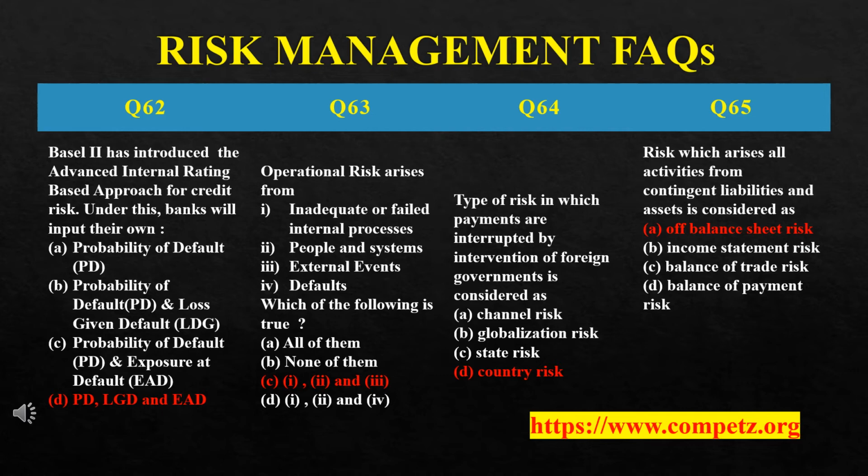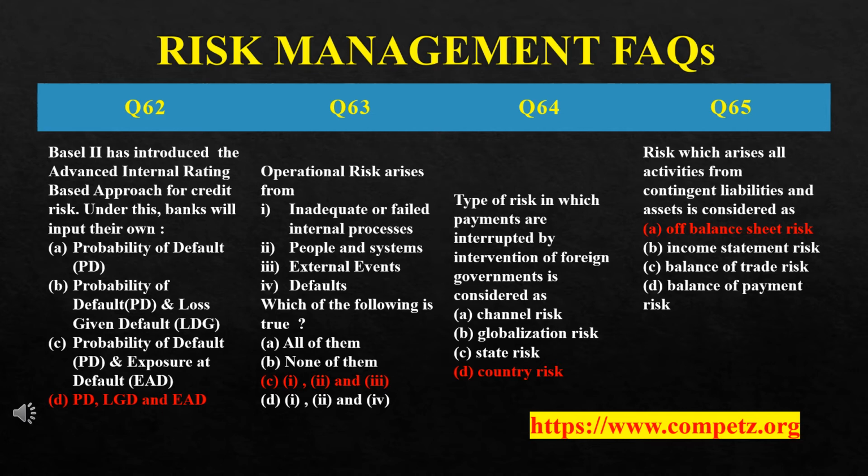The next question. Read the question. Operational risk arises from where? Operational risk arises from inadequate or failed internal processes, people and systems, external events, defaults. Which of the following is true? The options: A, all of them are true. B, none of them are true. C, option 1, 2 and 3, and D, option 1, 2 and 4. The answer is C, that is 1, 2 and 3 are right.